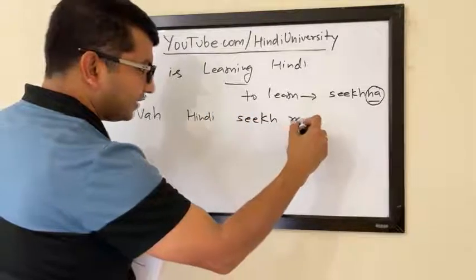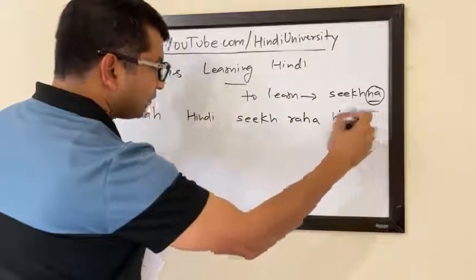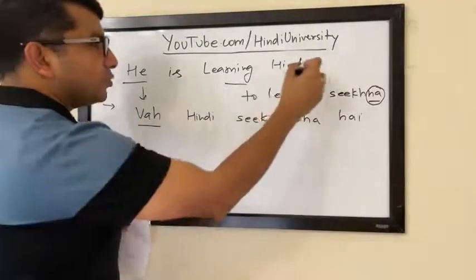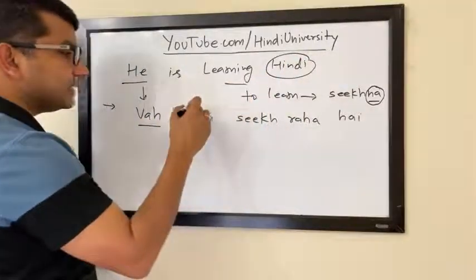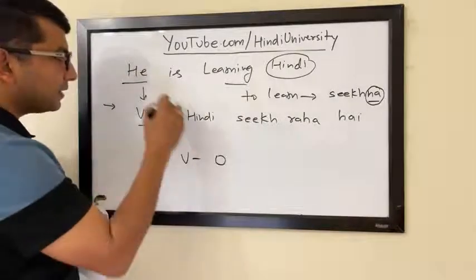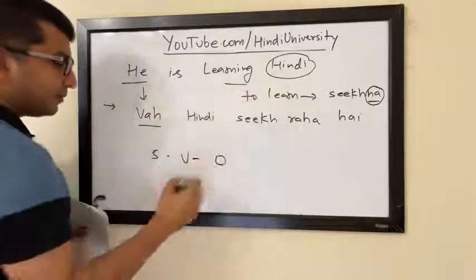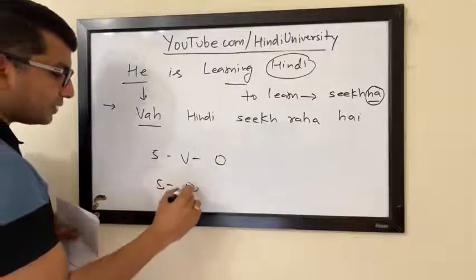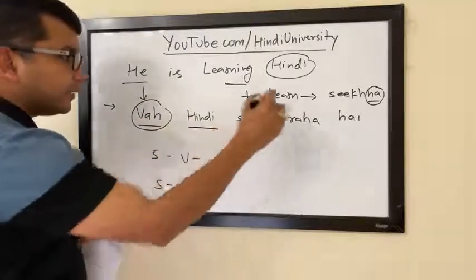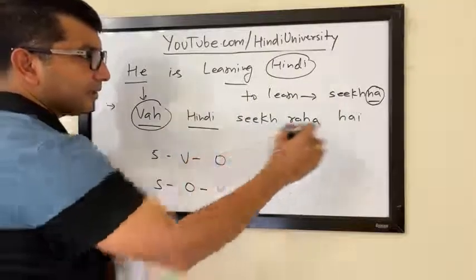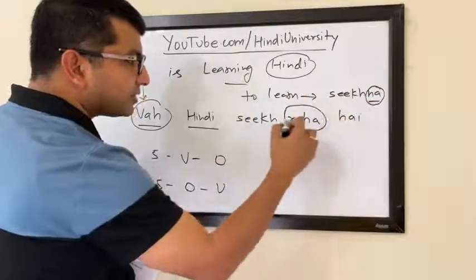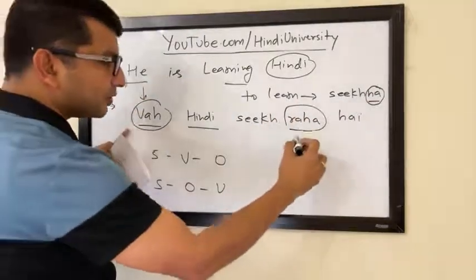Raha hai. Very good. So what you have done is, he in Hindi is vah or wo. You put the object in Hindi, like in English, as you know, is SVO. You have a subject, a verb, and then an object. But Hindi is SOV, right? Subject, object, and verb. So you have a subject, Hindi, verb is seekhna. And because it's present continuous, you remove the na. And because it's masculine singular, you put raha.